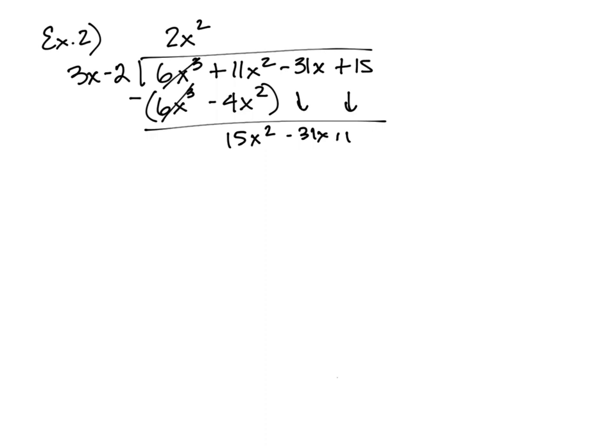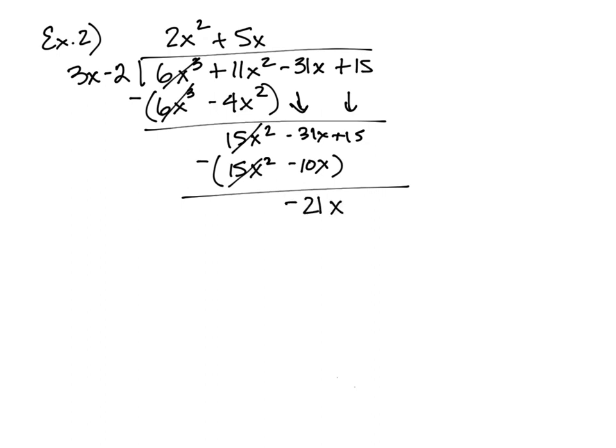Pop down the 15. The process kind of smoothing out for you? Divide your 15x squared by 3x. What you got? 5x. So plus 5x. Excellent. Push the 5x back through. Now we've got 15x squared and minus 10x. Subtract, subtract. Negative 31 minus negative 10. That's a plus 10. Negative 21x. Good. Plus 15.